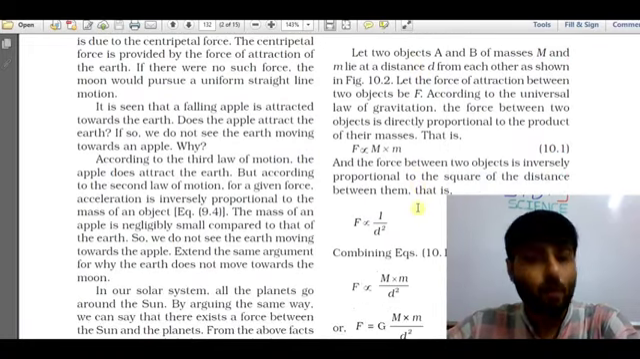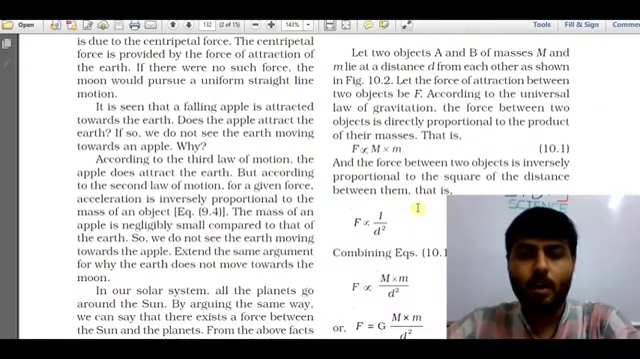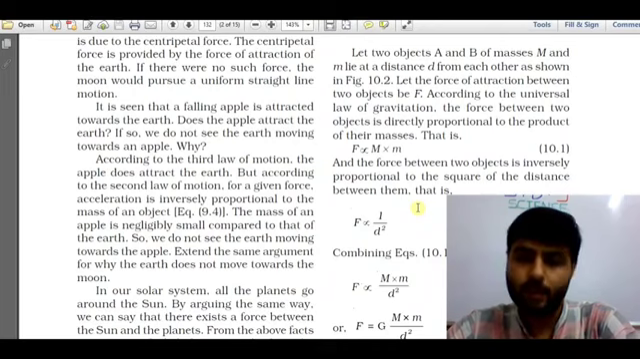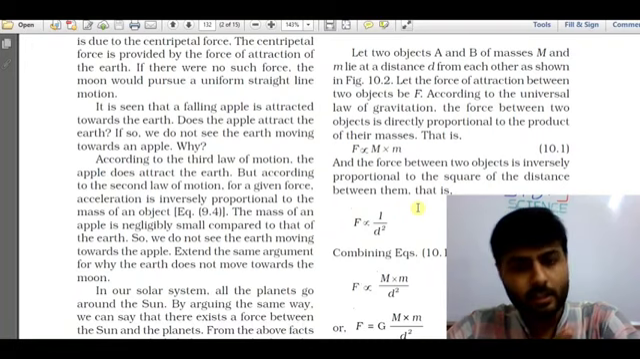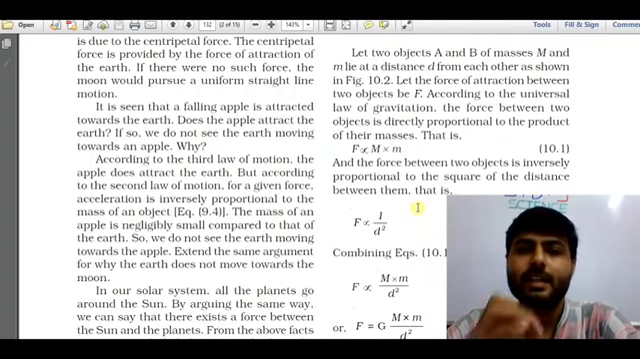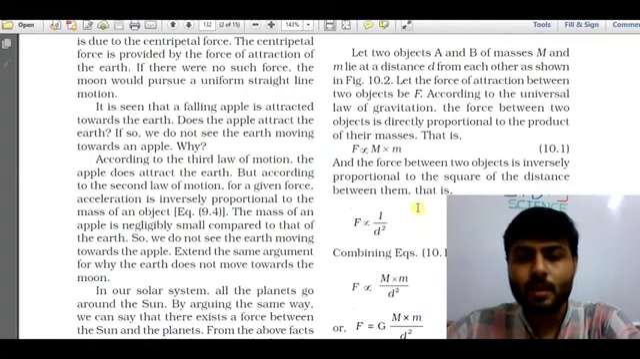Let's derive the formula of this gravitational law. We have two objects A and B of masses capital M and small m lying at a distance d from each other, as we can see in the figure. Let the force of attraction between the two objects be capital F. We assume that there is a force between these two objects, that is capital F.